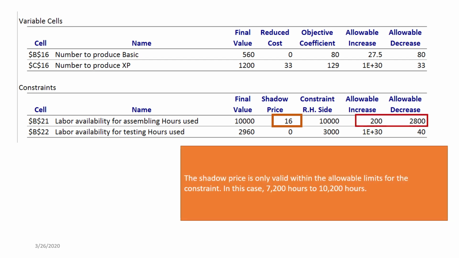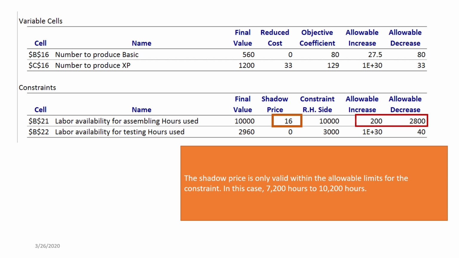Now the shadow price only is valid within a certain range. You'll notice here that we've got an allowable increase of 200 and an allowable decrease of 2,800. And what that's telling you is that $16 shadow price per hour is only valid between 7,200 hours and as high as 10,200 hours. Now you can think about that logically for just a second here.